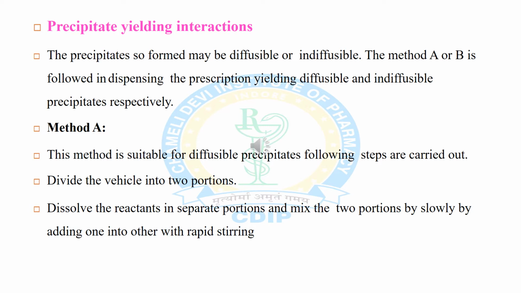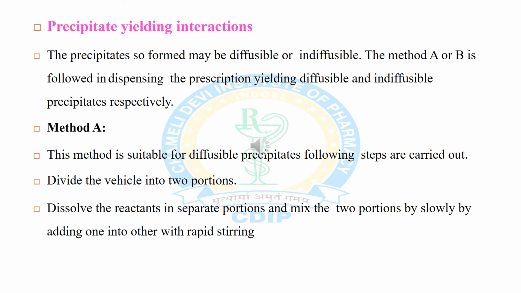So for making a uniform mixture of the preparation and to dissolve the precipitate, two methods are followed. First is method A and second is method B, followed in dispensing prescriptions yielding diffusible and indiffusible precipitate respectively. Method A is used for diffusible solid and method B is used for indiffusible solid. In method A, the following steps are involved. This method is suitable for diffusible precipitate.